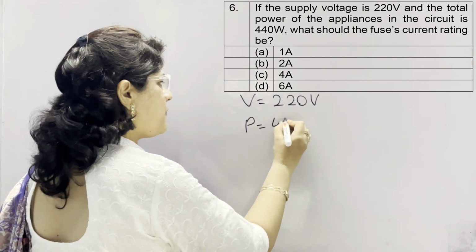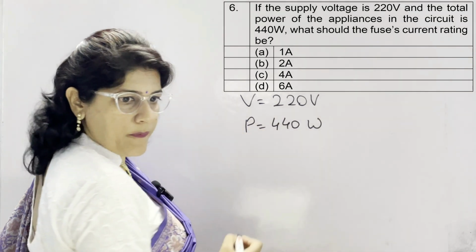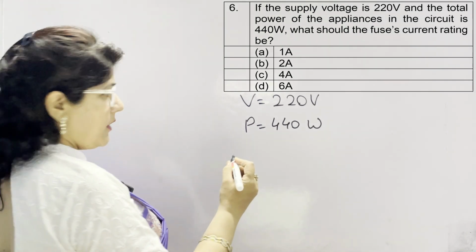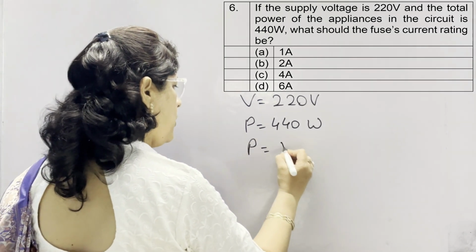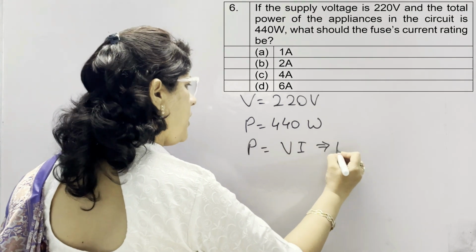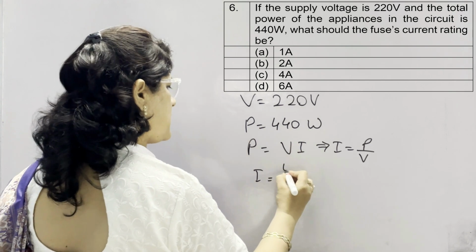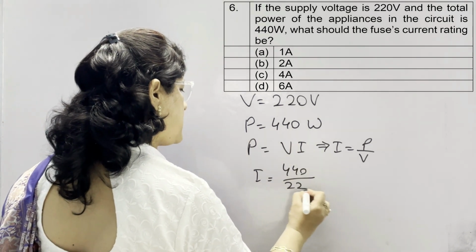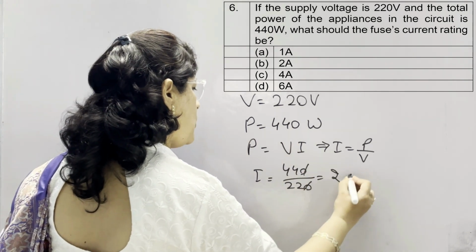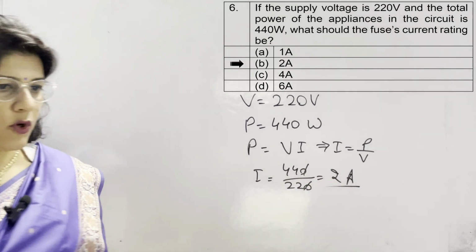Power is given as 440 watt. What should the fuse current rating be? So P is equal to VI, very simple formula. I is equal to P upon V. So I is equal to P, which is given as 440, and V is given as 220. So it is 2 ampere is the current rating of the fuse.